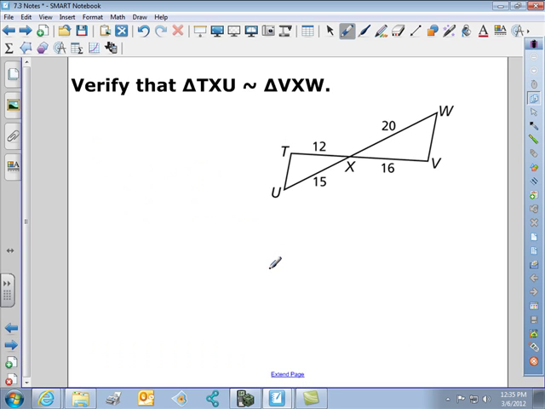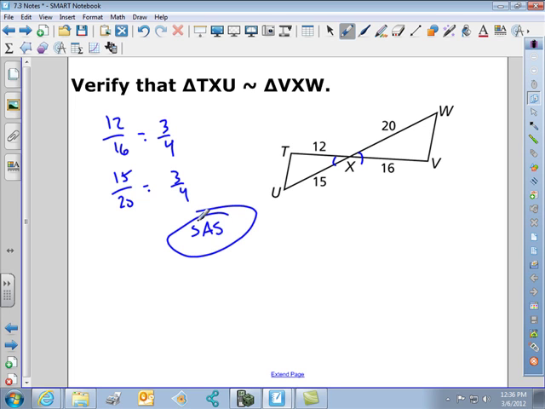Here we're to verify that these two triangles are similar. Well, again, if you notice here, we've got the vertical angle theorem. Okay, if I have a ratio of 12 over 16, that simplifies to 3/4. I have a ratio of 15 to 20, that also simplifies to 3/4. Since these two angles are congruent by the vertical angle theorem, then that will be the side angle side similarity theorem.